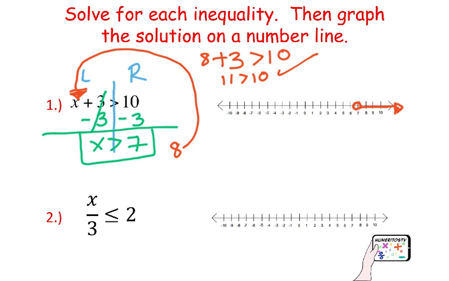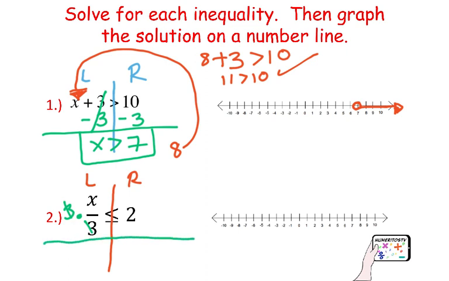What about the next one? x divided by 3, or x over 3, less than or equal to 2. So I solve my inequality left and right. I need to isolate my variable. I need to get rid of that 3 that is dividing my x. So the inverse operation of division will be multiplication. So if I multiply by 3, these 3s will simplify to 1x, and that's what you want. But don't forget the balance.